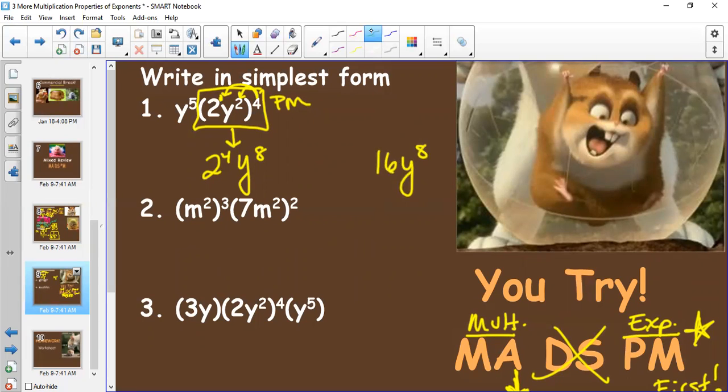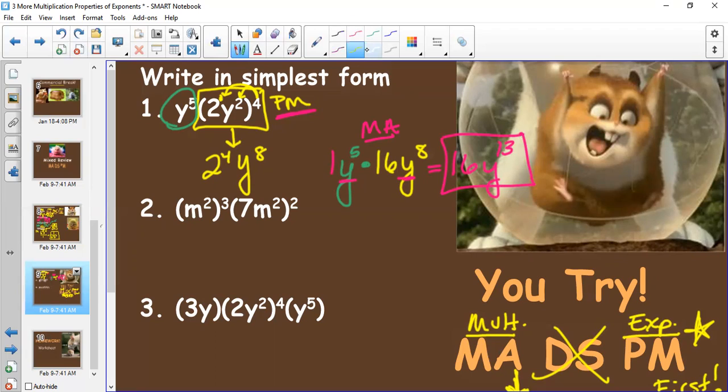Okay, but I'm not done with the problem yet because I had that y to the 5th out front. So I still have a y to the 5th, and it's right next to those parentheses, so that means multiplication. All right, so now I just switched from a PM problem to multiplying. So this is an MA problem now. I'm going to multiply my coefficients, which all I have is a 16, I guess technically, and a 1. So 16 times 1. Keep your y's the same, keep your bases. Add exponents, 5 plus 8 would give us 13. So our answer here is 16y to the 13th power.